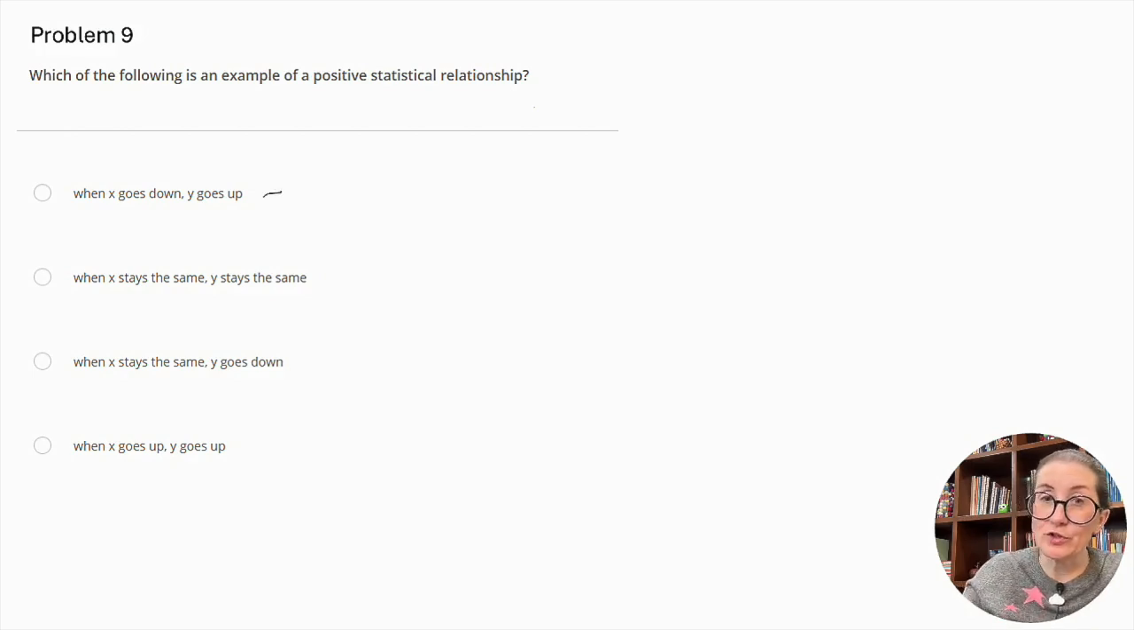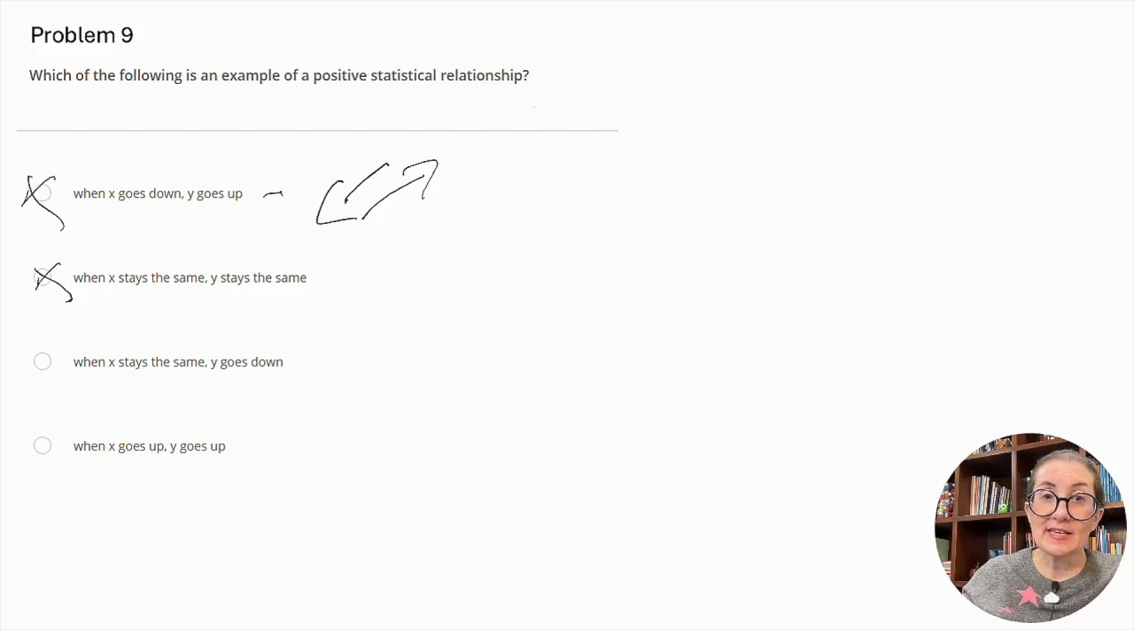So looking at the first option, this describes a negative relationship, not a positive one. In this scenario, the variables move in opposite directions. So one's going there, one's going there. When x stays the same, y stays the same. This indicates no relationship or a constant relationship where changes in one variable do not affect the other. It does not show a positive or negative trend since there is no change in either variable.